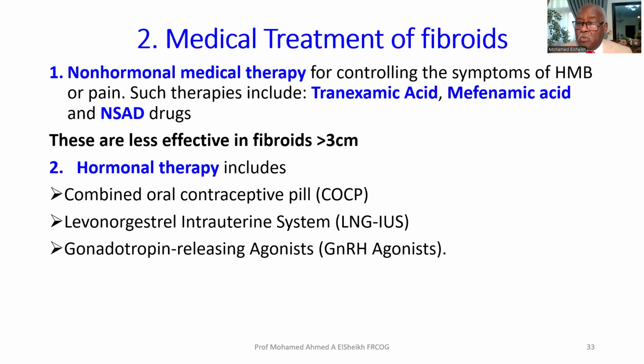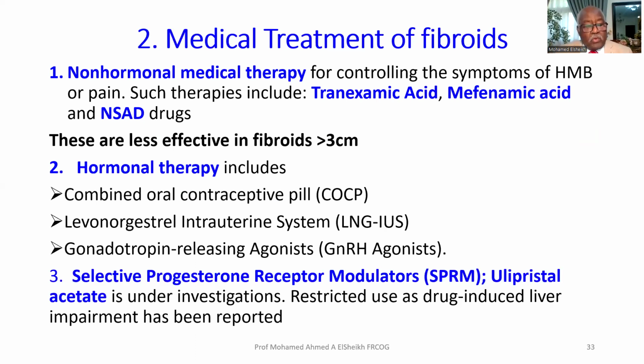Agonist means similar to. We say usually gonadotropin releasing hormone analogs. The analogs could be agonists or antagonists. What we are using here is the agonist one. Or selective progesterone receptor modulators. The drug being in trial now is ulipristal acetate, under investigation. Restricted use as the drug induces liver impairment. Drug-induced liver impairment has been reported.